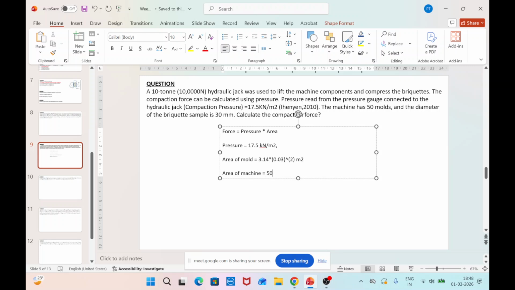50 times 3.14 times 0.03 whole square. So this is the area of the machine. Now we have pressure, we know the area. So the compaction force is nothing but pressure times area.